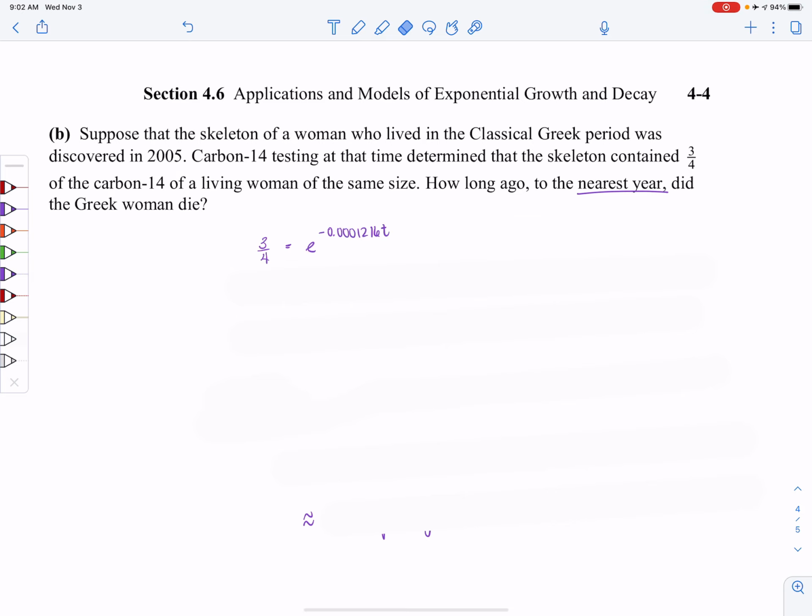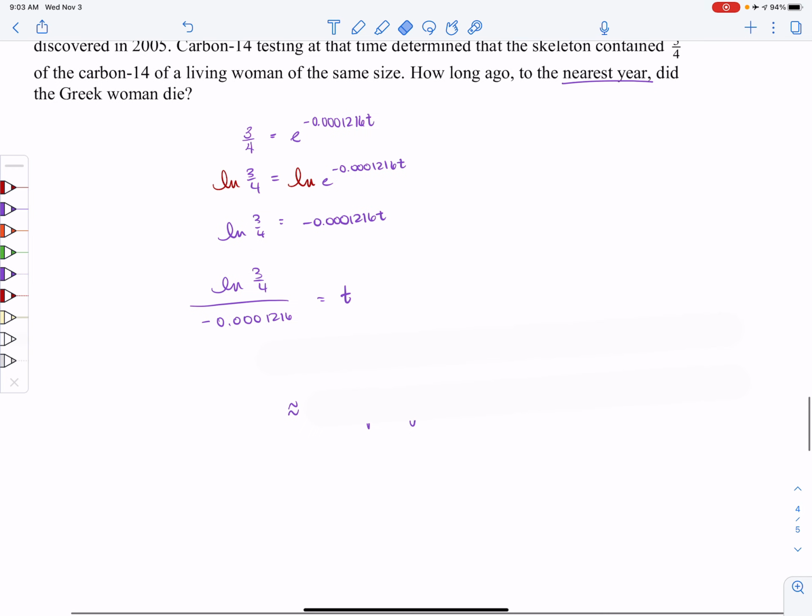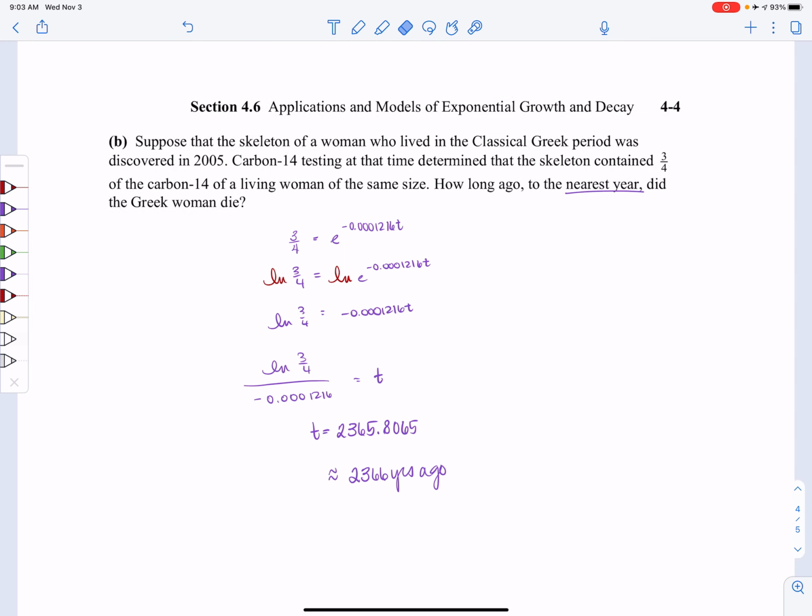So the first thing that we'll do is write our formula. Once again, since I have 3/4 left over, you could think of this as my original amount was P, and I have 3/4 of P left over. Divide on both sides by P, and I'll just have that 3/4. So that's where that came from. We'll log both sides, use my power rule, divide by the decimal, plug it into the calculator. This says to the nearest year, so approximately 2,366 years ago is when this particular woman died.